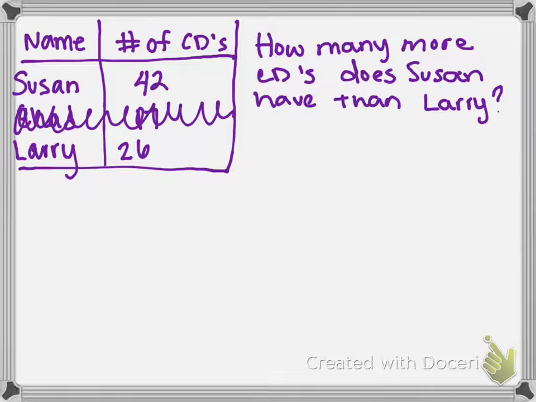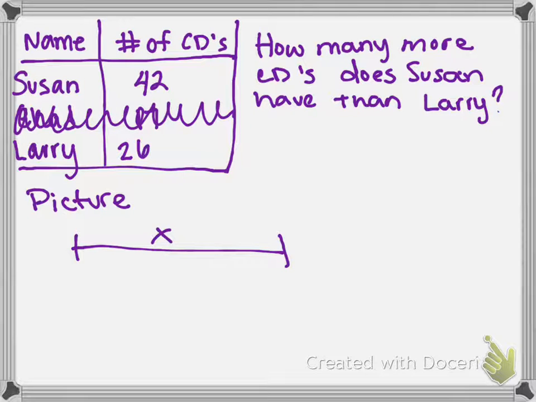So if we need to draw a picture, our picture is going to be here. We are not working with a drawing like we did before where the X was up here. We're not working with something like that because we are not trying to find the total in all. We're trying to find out how many more. So when you are finding out how many more, your picture looks a little bit different. So draw along with me.